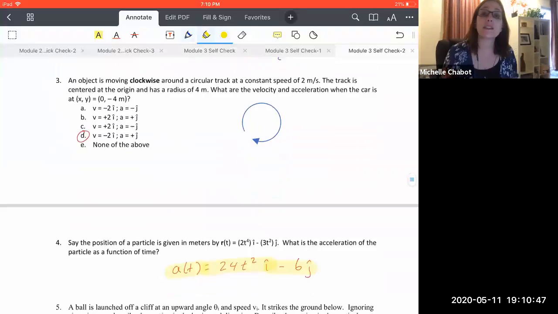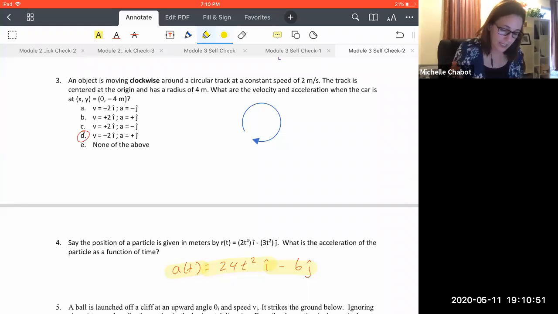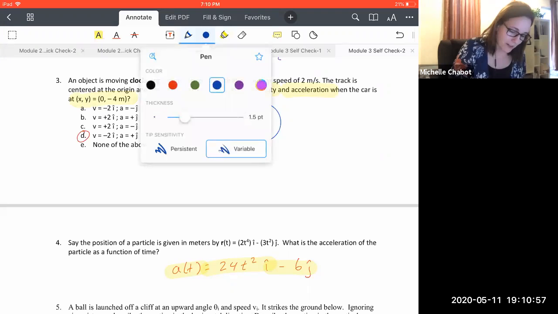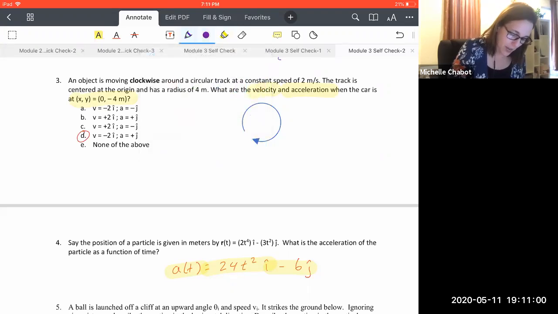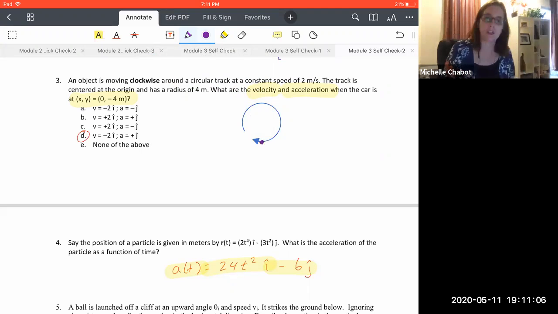All right, 3, it's another circular motion problem. An object is moving clockwise, and it's asked what is its velocity and acceleration when it's at this location. So first, just being very careful, always drawing things out. That location is x equals 0, y equals -4. So this is our point in question.